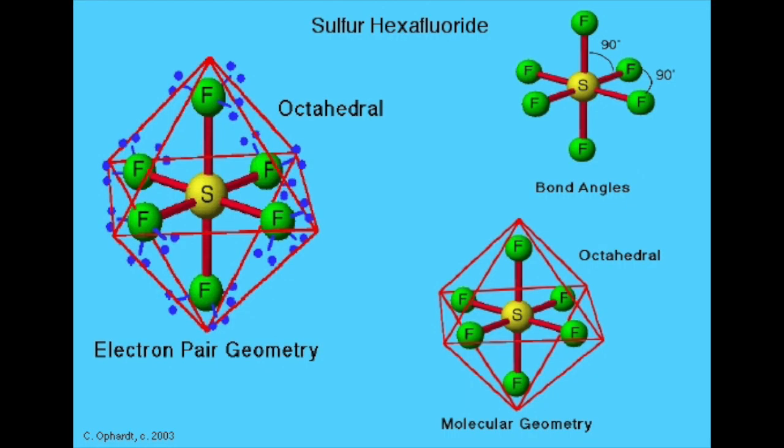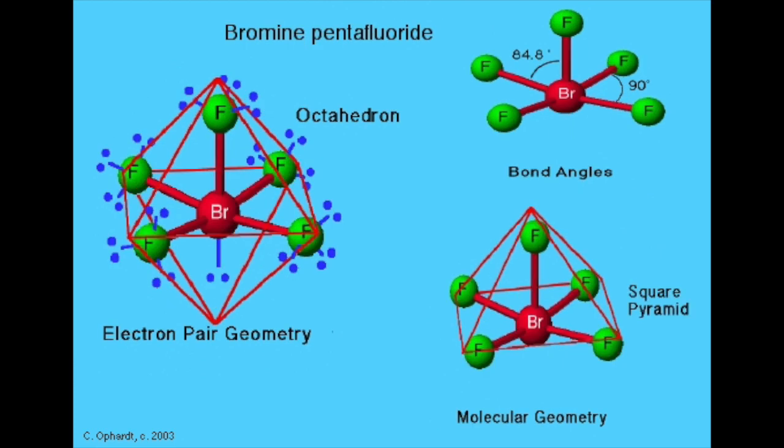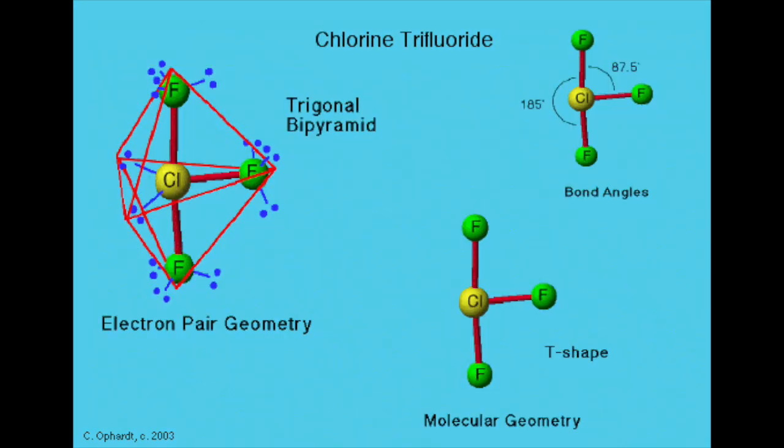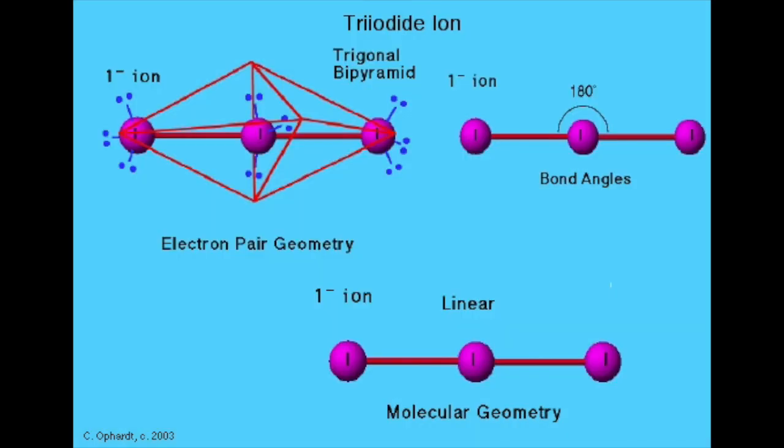There are also two other molecular shapes you need to know, and the first one is octahedral, and the example we have is sulfur hexafluoride, and here are the two pictures of the two subsets. This is our second example, bromine pentafluoride. These are just the pictures of the two subsets and the shapes. The other molecular shape you need to know is trigonal bipyramid. We have an example of chlorine trifluoride and an example of a triiodide ion.